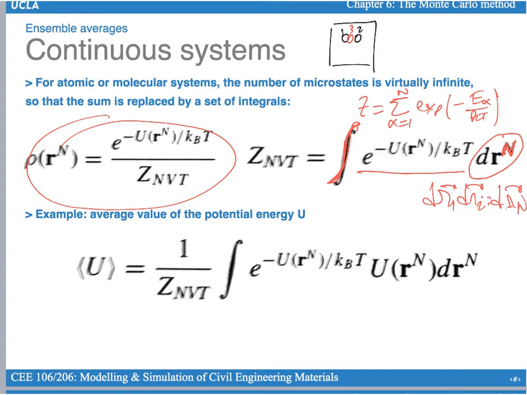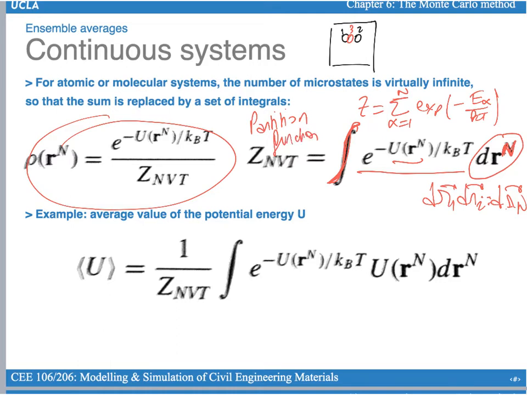So you are going to do this integral by moving all those atoms one by one, so that you can try all the possible positions of all the atoms. For each set of positions, you will calculate the energy and then calculate this exponential of the ratio of the energy divided by kBT, and calculate this integral to calculate the partition function of a continuous system.